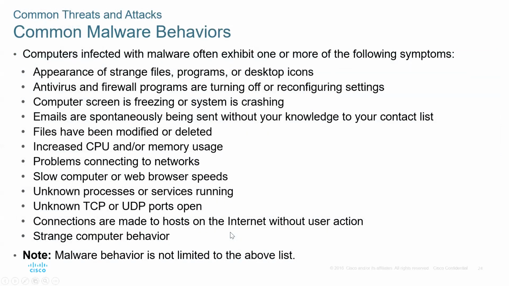All right. Computer infections with malware often exhibit at least one or more of the following symptoms. You have the appearance of strange files or programs or desktop icons that you're not familiar with. Antivirus program files are turned off and their settings are reconfigured. The computer screen is freezing or crashing. Emails are spontaneously being sent. You can have increased CPU use or files are changed. Problems connecting to other networks. Just a generally slow computer. And a bunch of unknown services running or just general strange behavior. And obviously it's not limited to this list. This is just an overall idea of what you could be seeing.